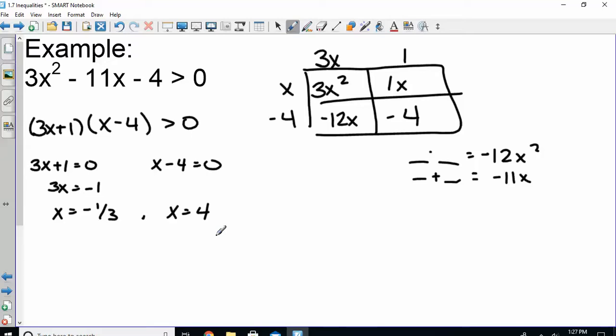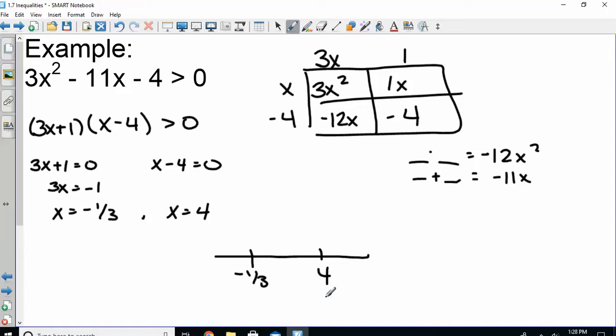I need to find out when it is greater than 0. You cannot just say x is greater than negative 1/3 and x is greater than 4, because with an inequality, it could be true if both of those things were positive, a positive times a positive is positive, but a negative times a negative is also positive. So to get all of our answers, we drew a little picture. We plotted these two numbers, small to large. So the negative 1/3 on the left, 4 on the right.